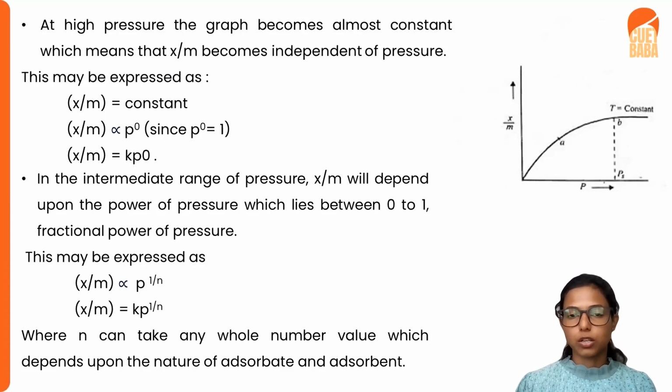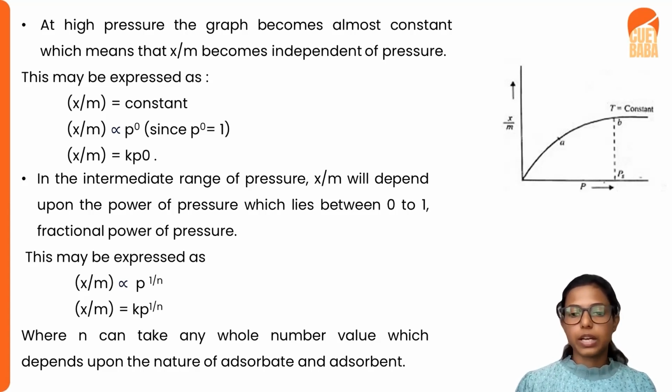Pressure has no effect on the mass of adsorbate adsorbed on the adsorbent surface. So X by M is equal to K into P raised to 0. Pressure has no effect on the rate of adsorption at higher pressure, so that there will be no adsorbent surface available for increased adsorption. All the sites in the adsorbent surface will be used up by the continuous adsorption process. So no further adsorption will occur.